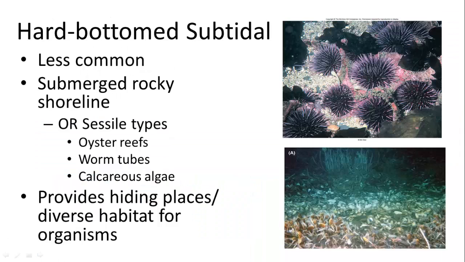Alright, hard bottom subtidal. This is less common, so this is going to be found on active margins, but as we talked about before, the active continental shelf is not very wide, so there isn't very much of this ecosystem. It's found in submerged rocky shorelines or on sessile slopes in areas where oyster reefs have established or worm tubes have established. So here's a worm tube here. Or calcareous algae, something that creates a hard substrate on a soft substrate. This provides great hiding places and diverse habitat, kind of like the meiofauna, for lots of organisms to live there.